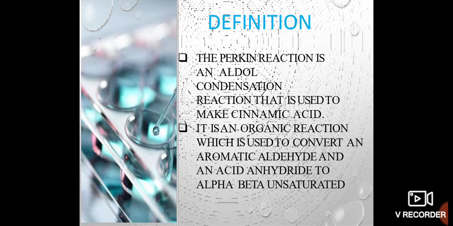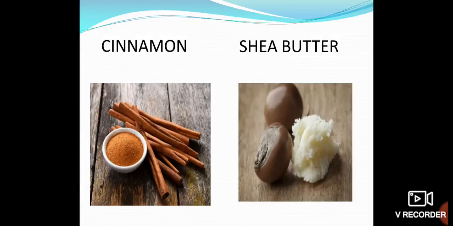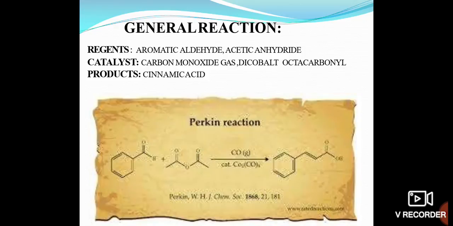Perkin reaction converts an aromatic aldehyde and an acid anhydride to an alpha beta unsaturated acid, that is cinnamic acid. These are carboxylic acids that occur naturally and are found in cinnamon and shea butter. This is the structure of cinnamic acid. This can be found in cinnamon and shea butter.